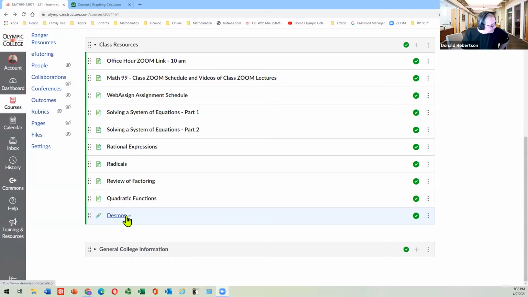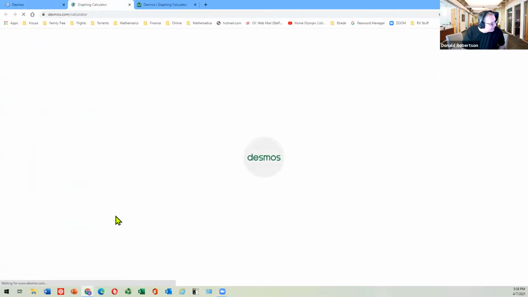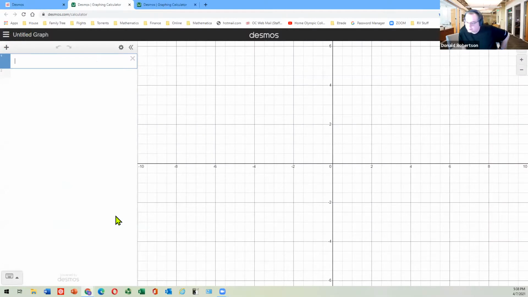So in Canvas, in the usual place where all my good stuff is kept, you will find a link that looks something like this. You see it there? It's a program called Desmos. Now, I'm going to click on it, and with a bit of luck, it will just appear. Right, can you see the program Desmos now?